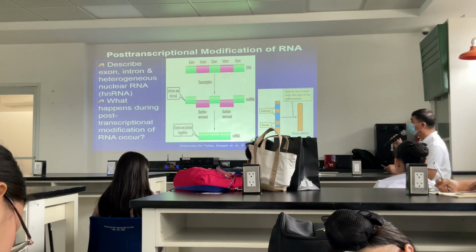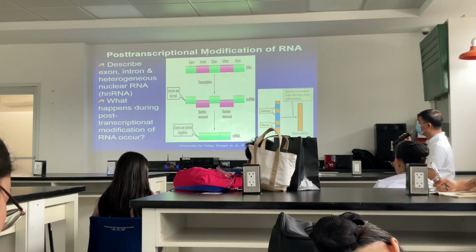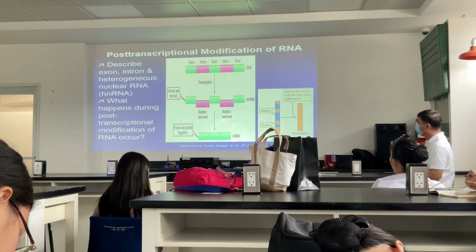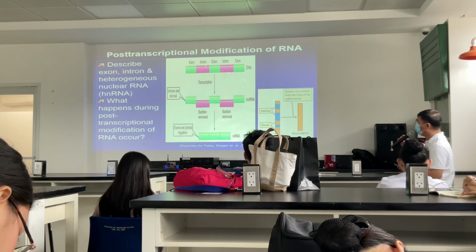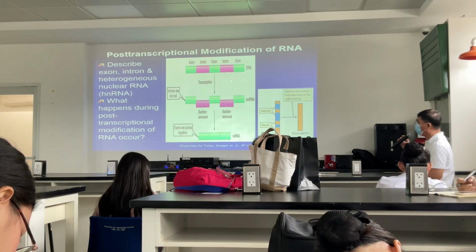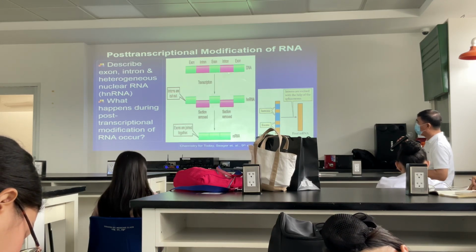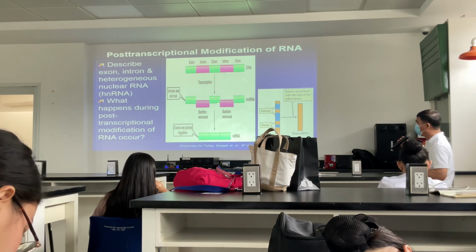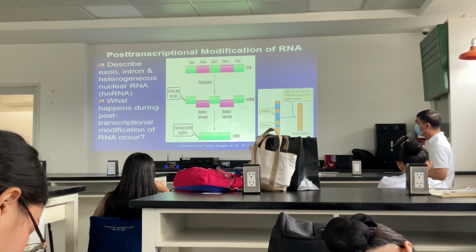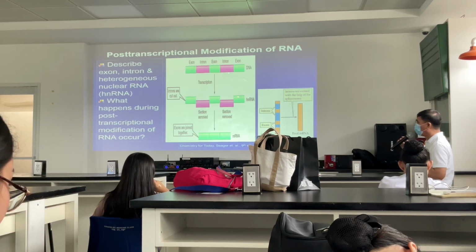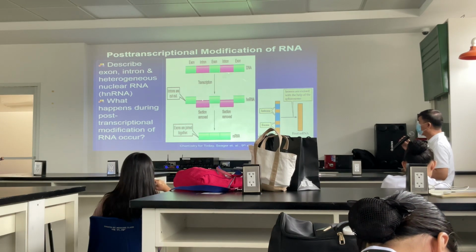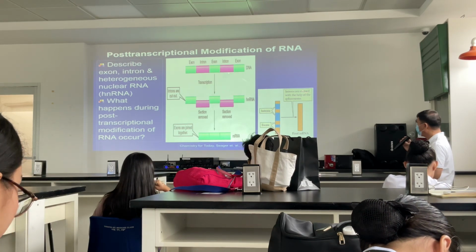So that's the reason why during post-transcriptional modification of RNA, the introns will be removed. They will be cut, the introns, colored violet. And after they are removed, these exons are joined together. So the introns are excised.